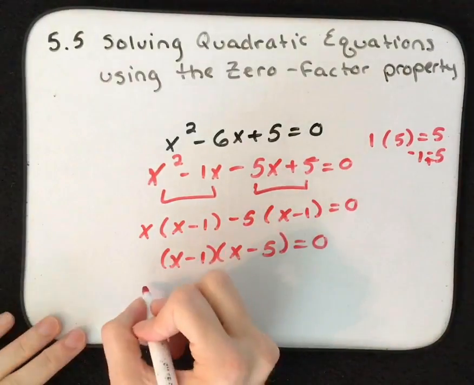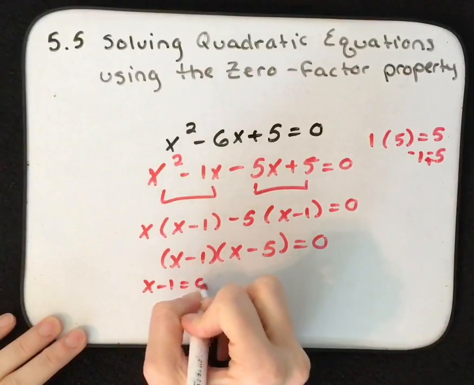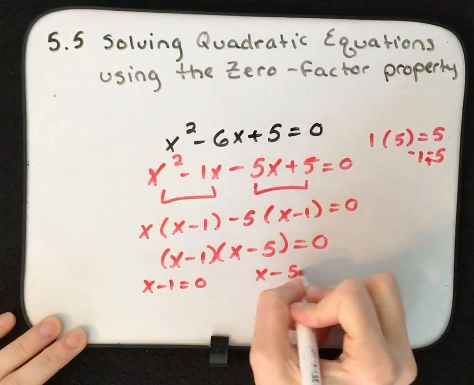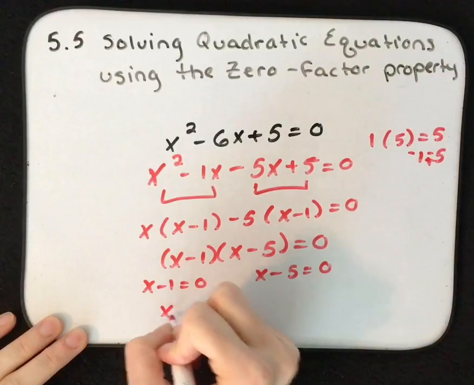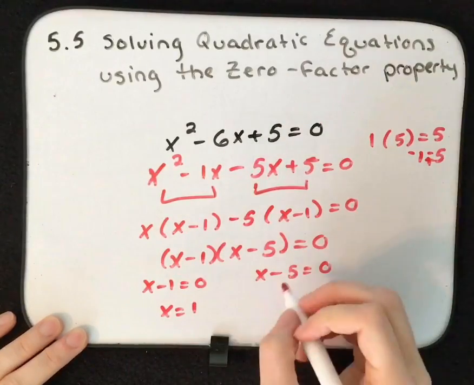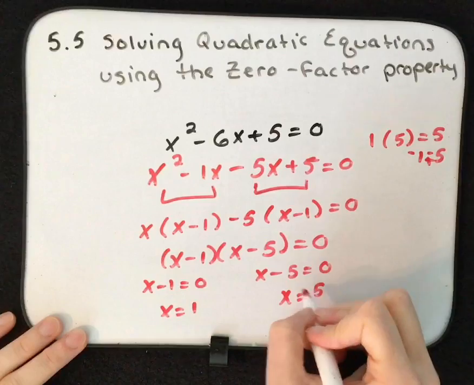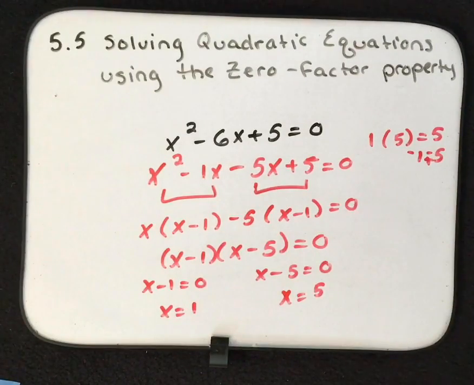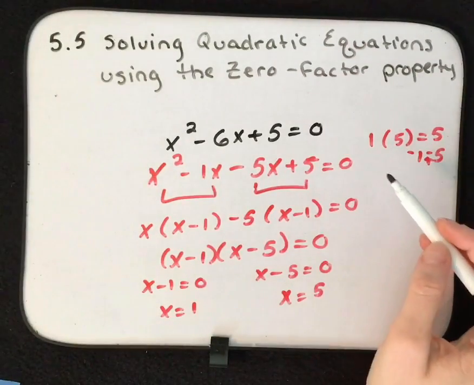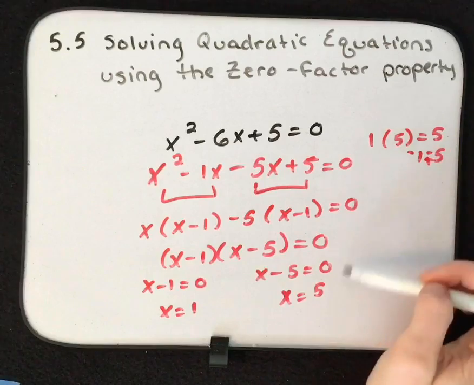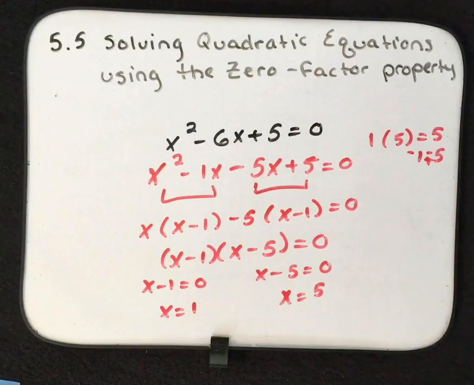So that means we have x minus 1 equals 0 and x minus 5 equals 0. So here we get x equals 1, adding our 1 to both sides. Here we get x equals 5, adding our 5 to both sides. You do not have to do the AC method to factor this. You can factor using guess and check or any other method that you like. This always works, so I just showed you that way. Let's try another one.